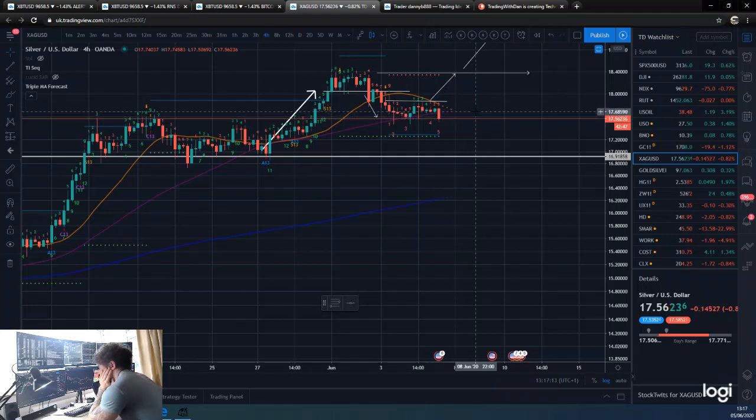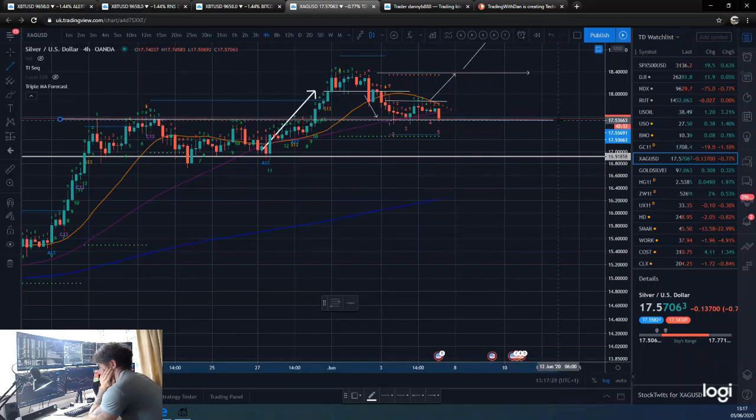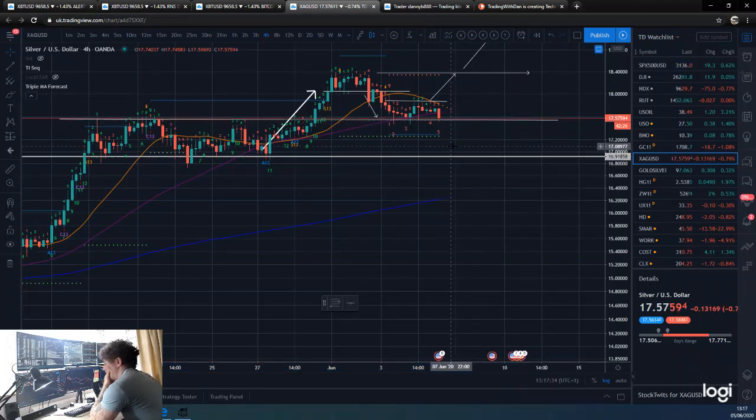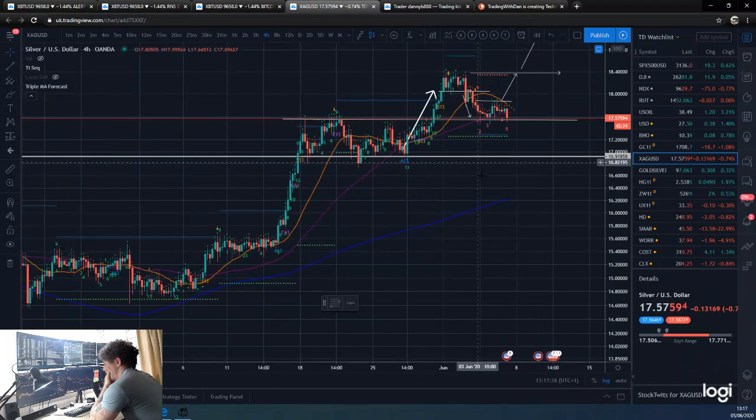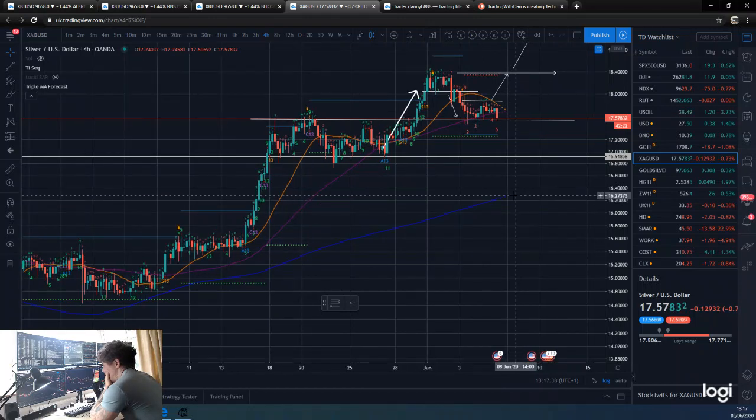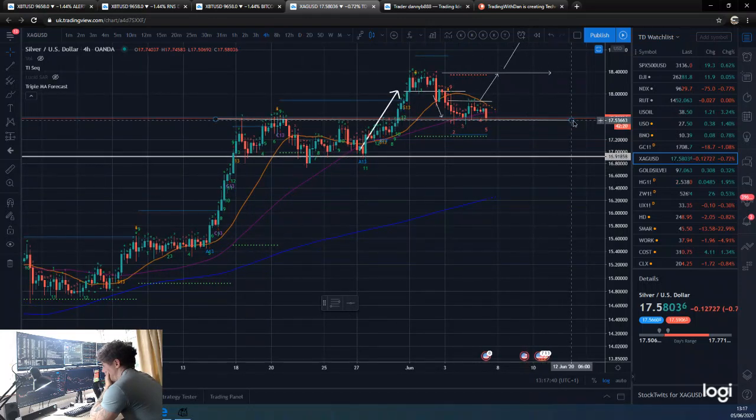Potentially drawing it from the bottom of the 9, we did break through. We played around there quite a few times below that level. I would like to draw it, but we're very close to it now, so I'm just not sure how useful it is drawing it on now. But this is an important level clearly. So if we start closing candles below here, then I think it'll be game on for some lower prices in silver. That's what I would expect.